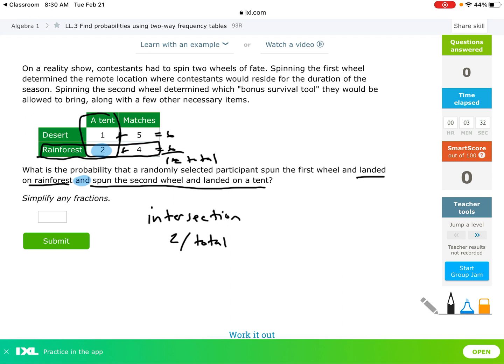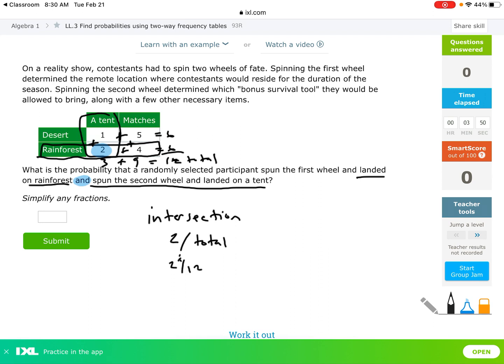You could also determine the total by adding these vertically. 1 plus 2 is 3. 5 plus 4 is 9. When you add those together, you should get 12 as well. So that's going to be 12, 2 out of 12.